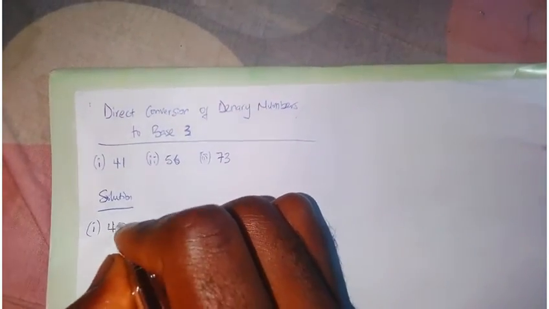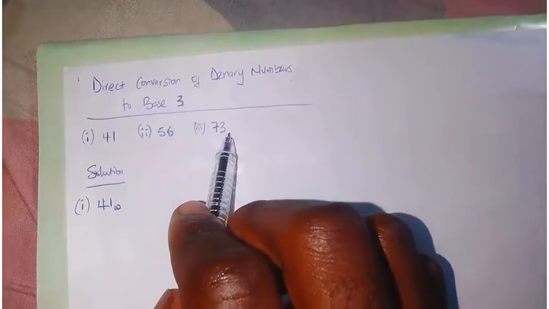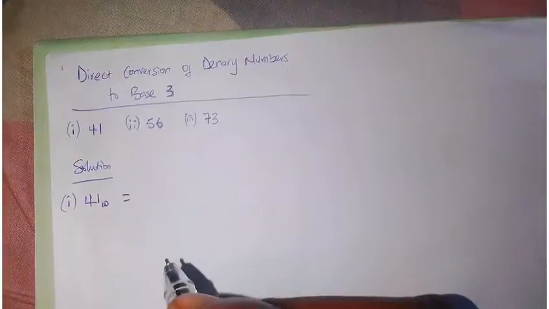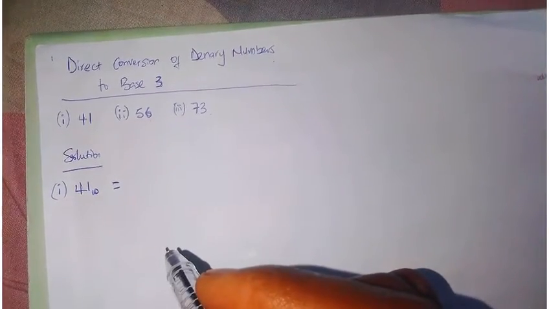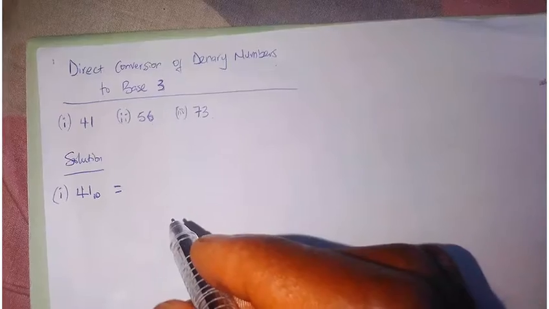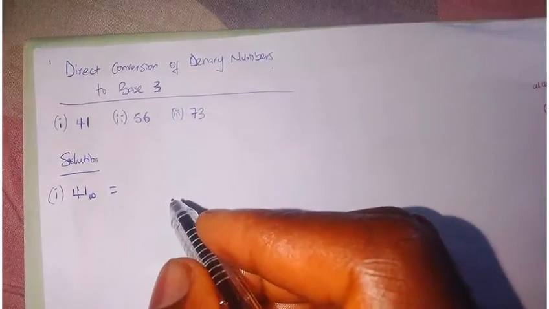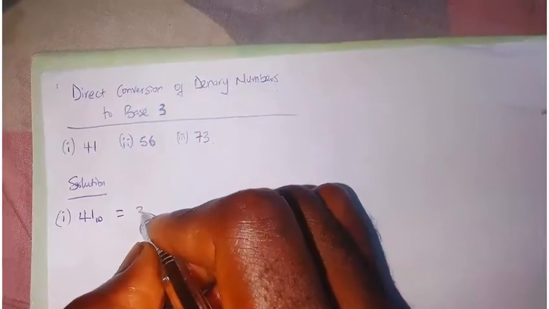Now, in this case, we have 41. Remember, all these are in base 10. We have 41 base 10, 56 base 10, and 73 base 10. For conversion of denary numbers to base 3, I'll look for the power of 3 that gets something close to 41. So 3 raised to power 1 is 3, power 2 is 9, power 3 is 27, power 4 is 81. So I'm going to be using 3 raised to power 3.